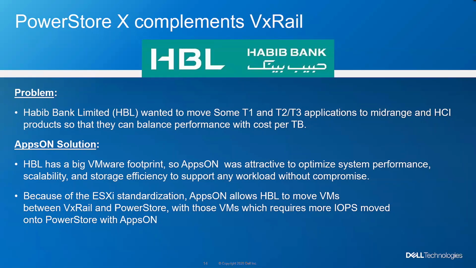Touching more on complementing VxRail. HBL is a bank that standardized on VxRail, but has a use case for storage intensive workloads, which they purchased PowerStore with AppsOn for. Because of the common vSphere layer, it enables them to move workloads between the two as needed. Again, because you share the common hypervisor, so vMotion, you can move things in and out, with those VMs that require more IOPS going to PowerStore.